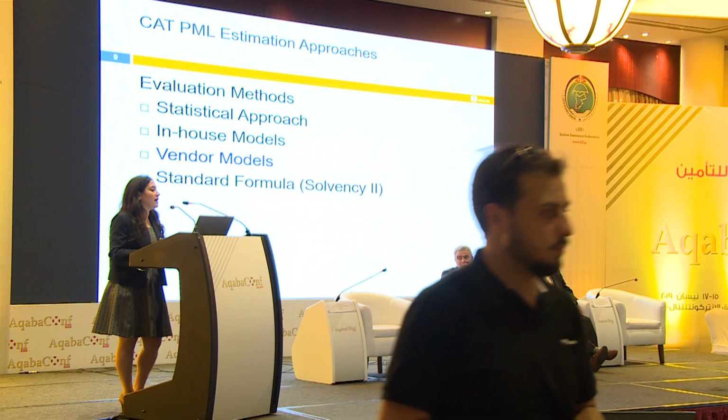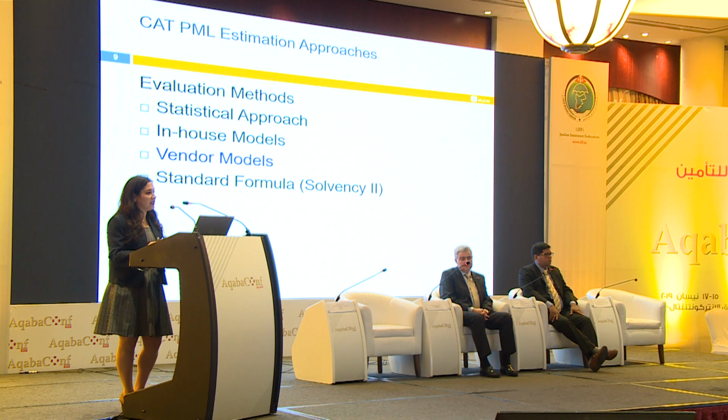There are many CAT PML estimation methodologies used in different countries for different perils. Most widely used, apart from the general PML application, are the statistical approaches, the in-house models generated by the companies in conjunction with scientific studies and universities, and also the vendor models, which most of the reinsurers are relying on. And there is another way of looking at it, which is the standard formula. We can give the Solvency II approach as an example, which applies some standard percentages for standard exposure types to make a calculation of the CAT PML estimation.